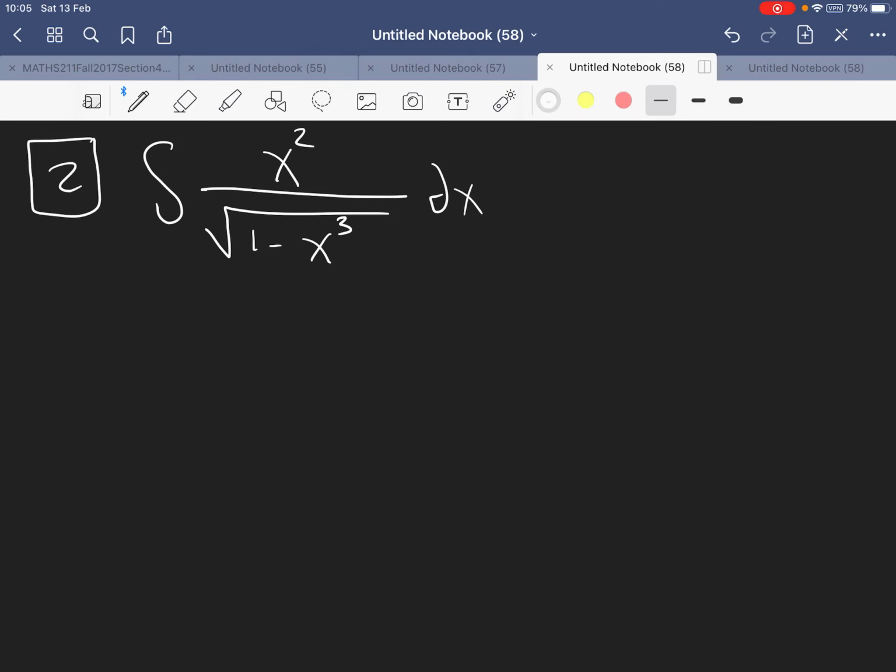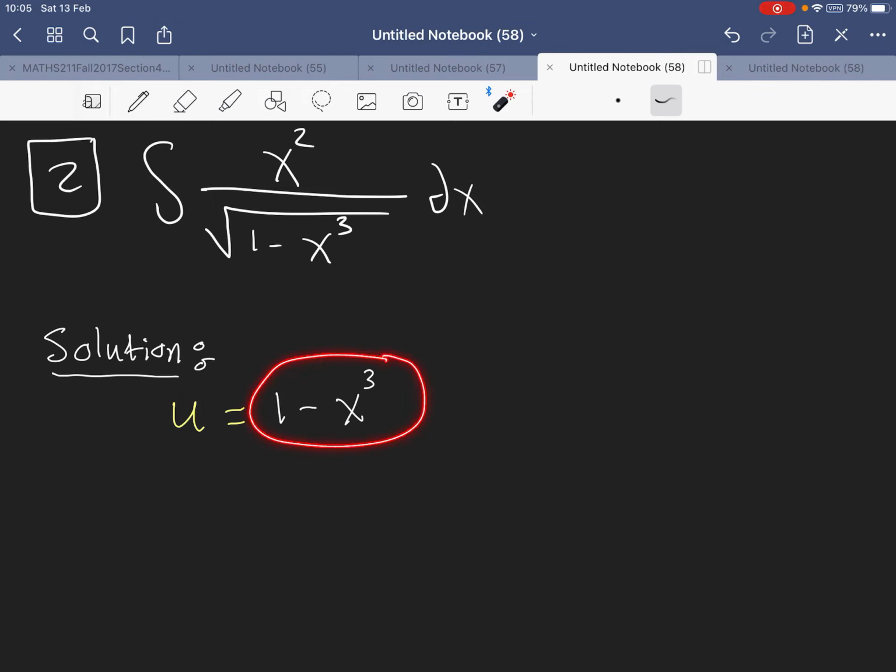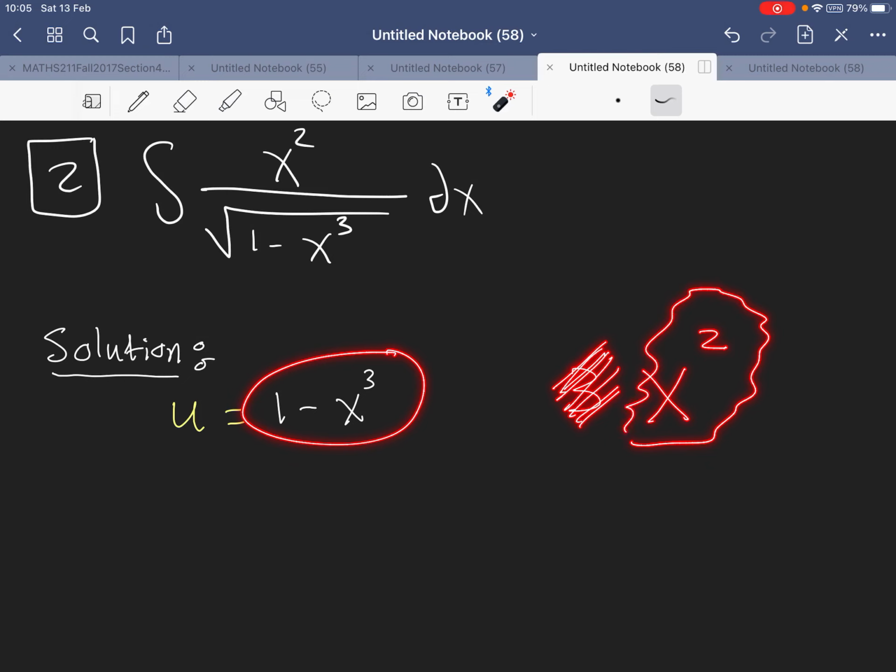So if we apply the same concept here in this example, I will choose my u to be 1 minus x cubed. Now, how can I make sure that this substitution will work before I do all the steps? See what the derivative of u is. It is 3x squared. Now, forget about the 3 because we don't care now about the numbers. Look at the x squared. Do you see it somewhere in the integral?